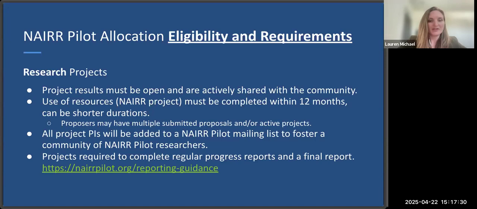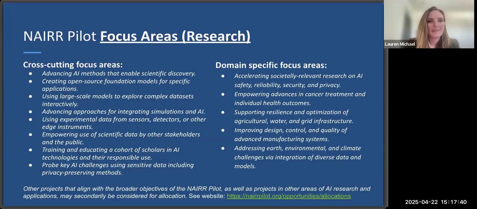Projects are required to complete regular progress reports and a final report. Please see the URL listed here for more details. Additionally, research proposals should align with the NAIRR Pilot cross-cutting focus areas or the domain-specific focus areas. Otherwise, projects in other areas of AI research and applications may secondarily be considered for allocation. While we will not read all of these, you can refer to the website when preparing your proposal, and it's a benefit to list these explicitly.